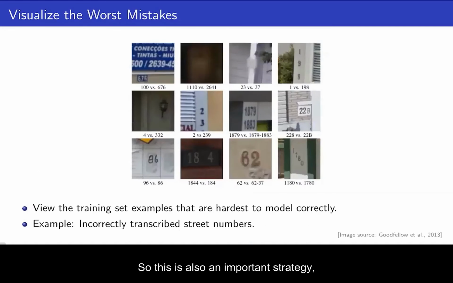This is also an important strategy: visualizing the worst mistakes. Here you see examples of recognizing street numbers from Google Street View. Google wanted to automatically classify house numbers so that they could have them annotated in Google Maps. What you see here are the mistakes that the model made. And we can see that for most of these, the model makes reasonable predictions.